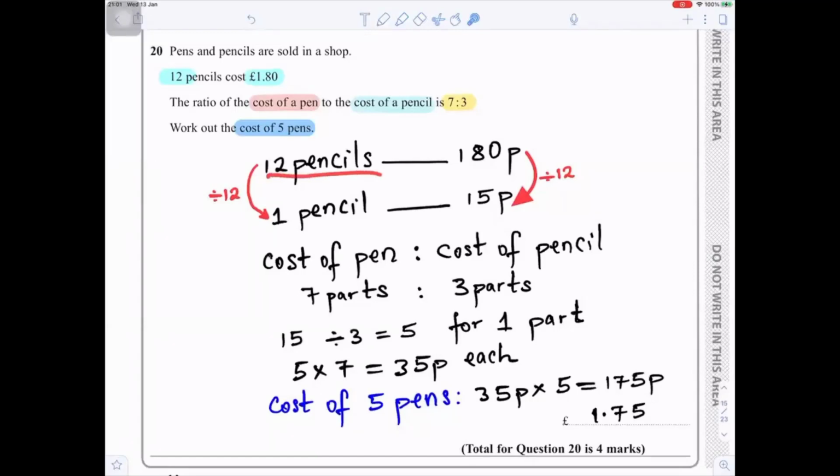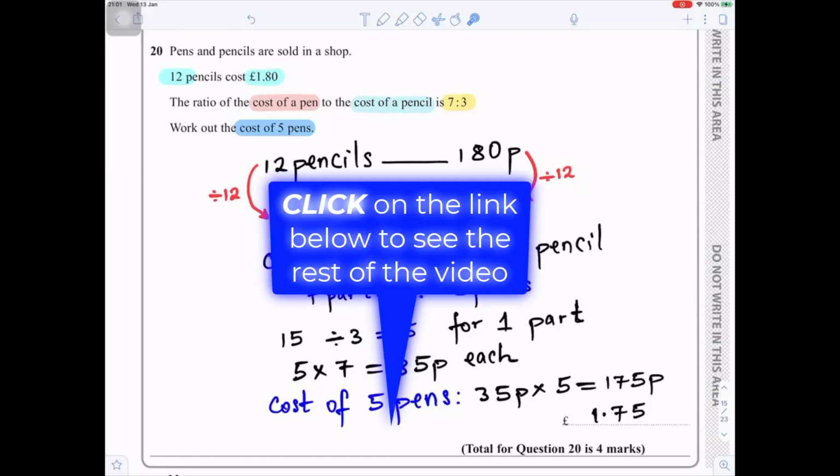So if 12 pencils is 180 pence, 12 divided by 12 will give you 1 pencil, and we divide 180 by 12 to get 15 pence. So 1 pencil is 15 pence. We know the ratio of the cost of a pen to the cost of a pencil: 7 parts of pen, 3 parts of pencil. So 15 divided by 3 gives you 5 for 1 part. And 5 times 7 is 35 pence each. So the cost of 5 pens would be 35 pence times 5, which is 175 pence, or £1.75.